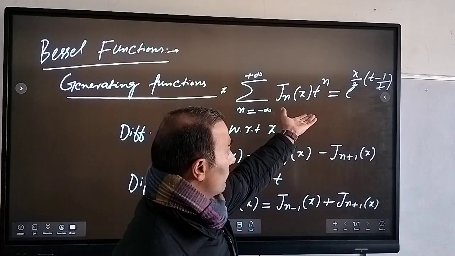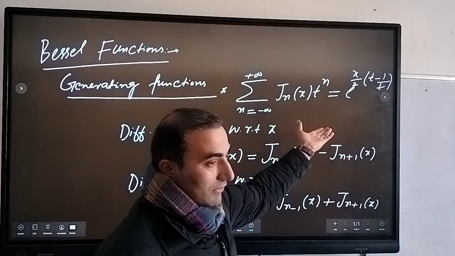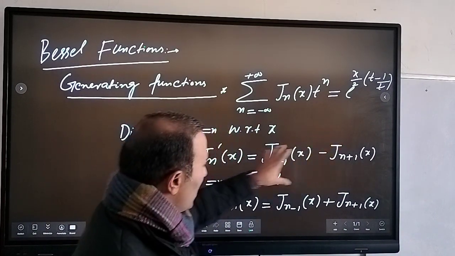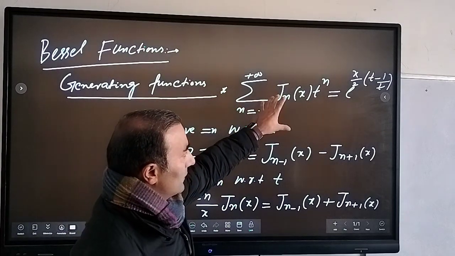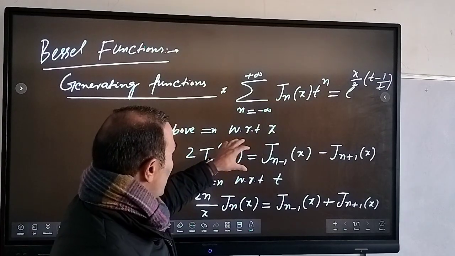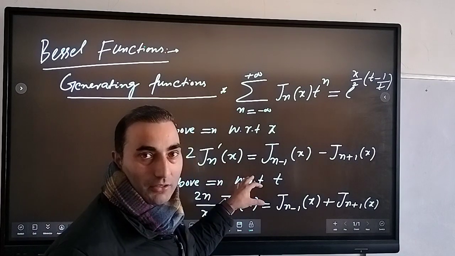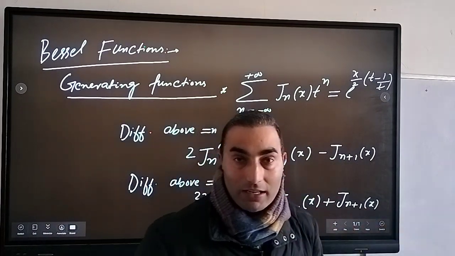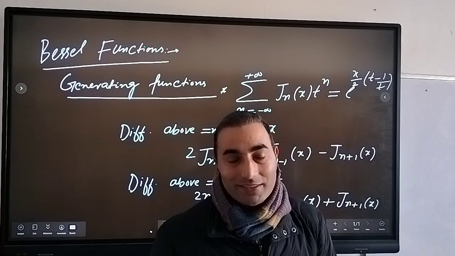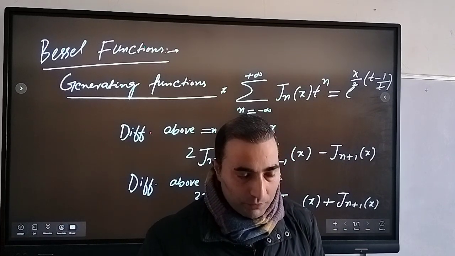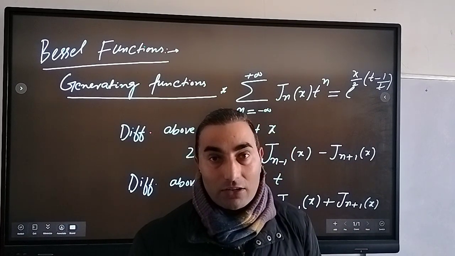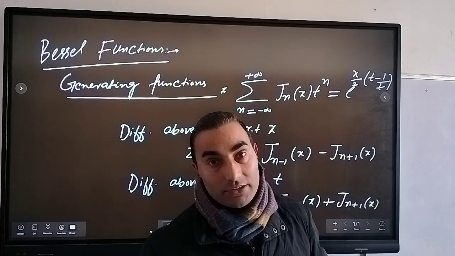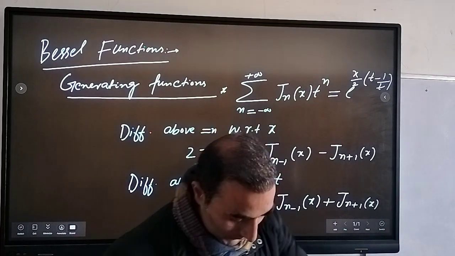This is our generating function for the Bessel differential equation, and if you differentiate this equation with respect to x, you'll get a recurrence relation. Why is it called a recurrence relation? Because it tells you the relation between the different coefficients of J, right? So we are getting the recurrence relation from the generating function.